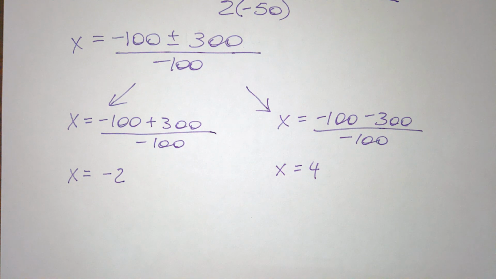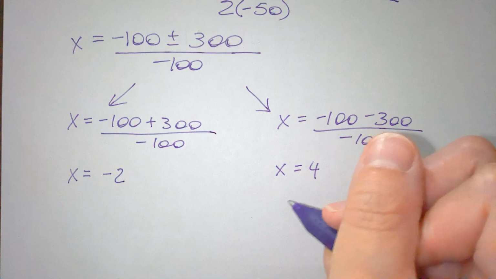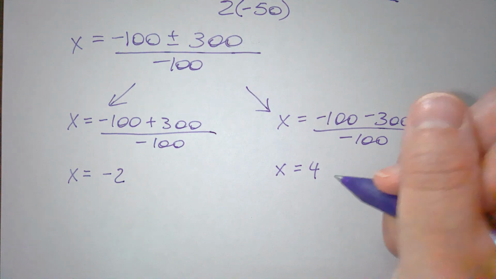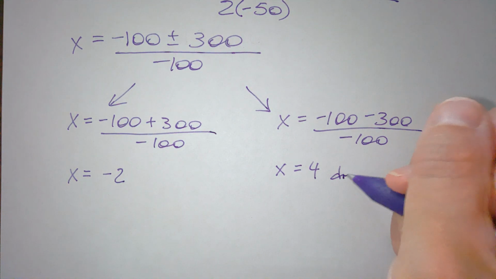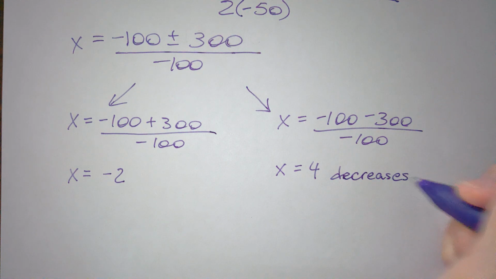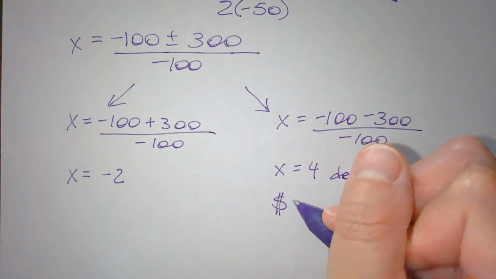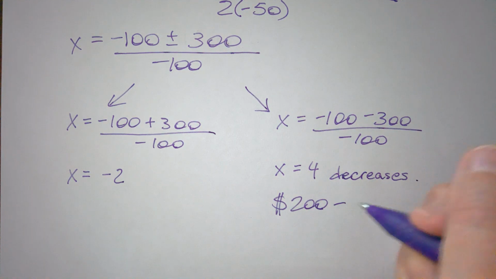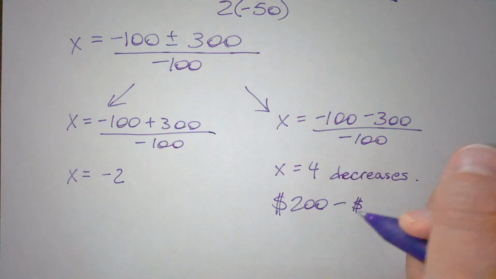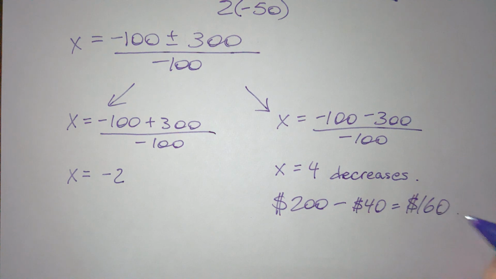The price was subtracting $10 for 200, right? Yeah, so the original price was $200. The end price is $160. Good, because this means 4 decreases. Remember, x represents the number of $10 decreases. So I should decrease the price by $10 4 times. Originally it was $200, I'm going to decrease by 4 discounts, so that means my sale price is $160.